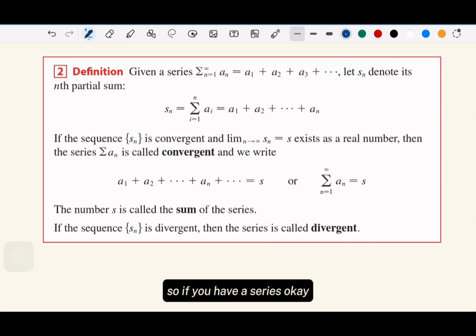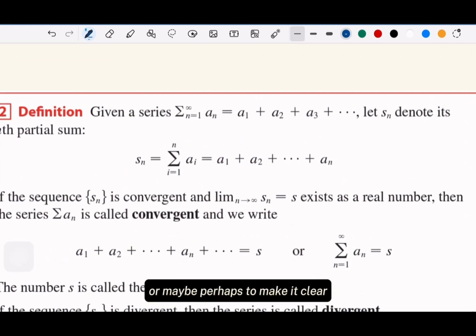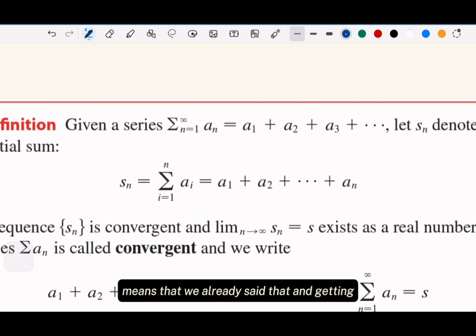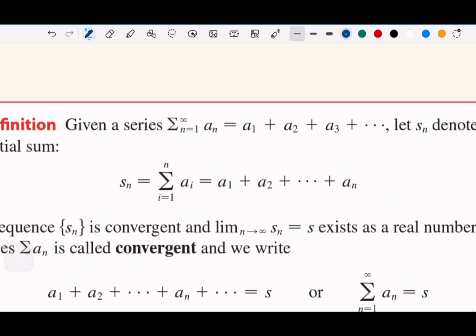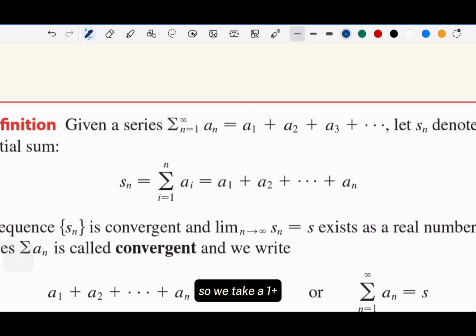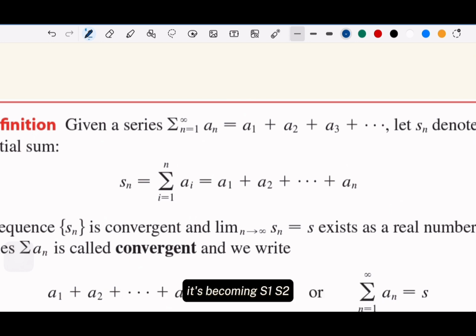So if you have a series, a1 plus a2 plus a3 plus something until an, to make it clear, n starts from 1 and we need to reach infinity. We already said n is getting to infinity, right? If we add all, how can we add? A new idea to compute all of this is by taking the partial sum. So we take a1, and then a1 plus a2, and then a1 plus a2 plus a3, and it becomes s1, s2, s3, up to some sn. It is actually the same, right?